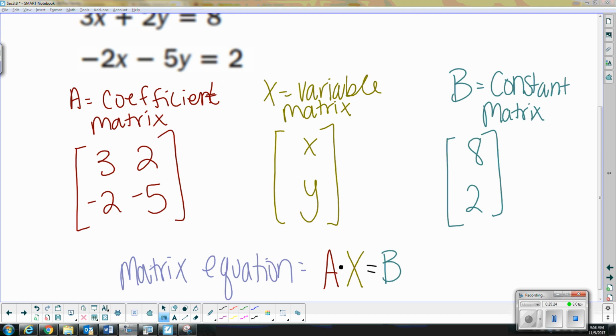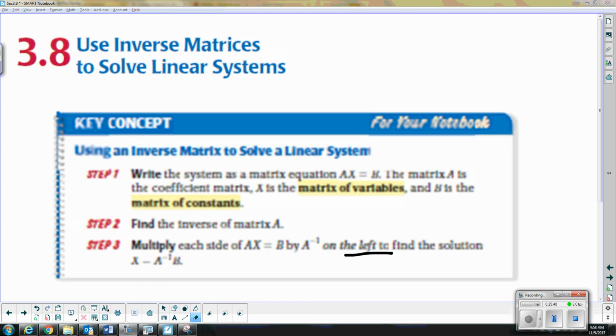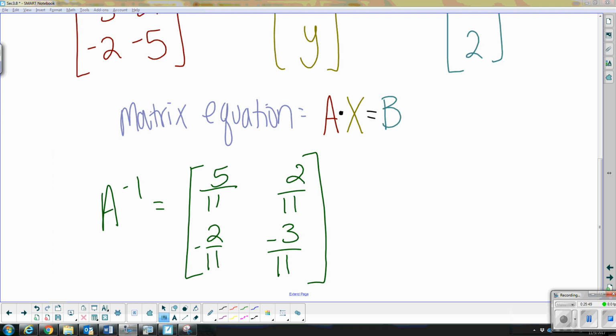Okay, so your first step is to get your coefficient matrix, variable matrix, and constant matrix. So you can see those listed here, and then to write your matrix equation. So A times X equals B. Your second step is to find the inverse of A. So the inverse of A is 5 elevenths, 2 elevenths, negative 2 elevenths, negative 3 elevenths.